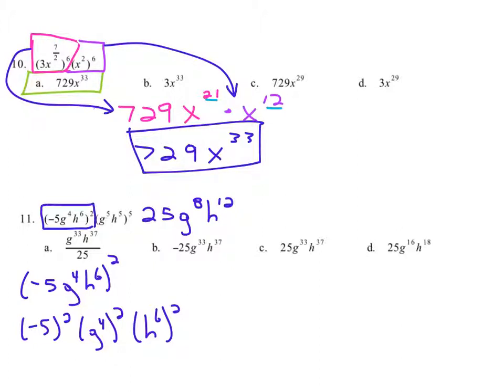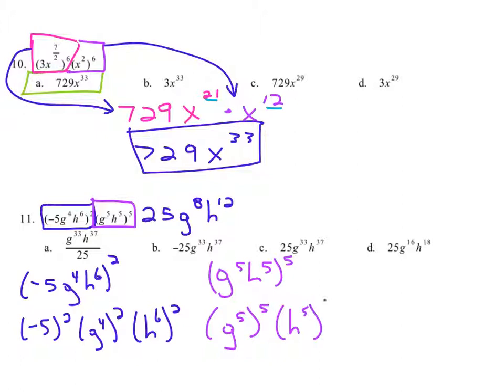And now let's do this purple section. And what we've got there is g to the 5th, h to the 5th, raised to the 5th. So if we split that exponent up and give it to both pieces individually, we get g to the 5th raised to the 5th and h to the 5th raised to the 5th. Okay, so what is g to the 5th raised to the 5th? That is g to the 25th, because power of a power, we multiply them.